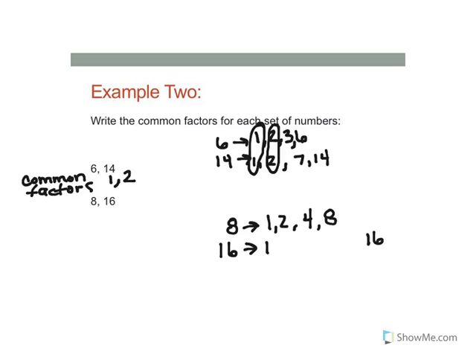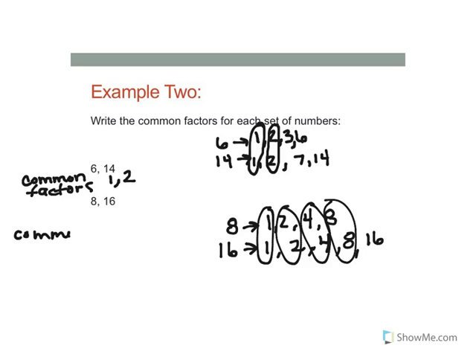Now I do 16. I have 1 and 16, 2 and 8, and I know that 3 isn't one, but I do know that 4 times 4 is 16, so I can just list 4 as a factor because I don't have to list it twice. I know it's not divisible by 5, 6, or 7, and once we're back at 8, 8 times 2 is 16. So now I look again for my common factors. Here I have 1, 2, 4, and 8 in common. So the common factors between 8 and 16 are 1, 2, 4, and 8.